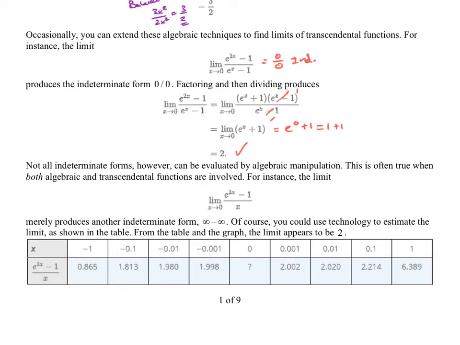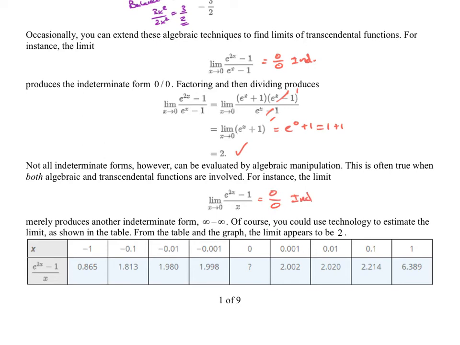But not all indeterminate forms, however, can be evaluated by algebraic manipulation. This is often true when both algebraic and transcendental functions are involved. For instance, consider the limit as x approaches 0 of e to the 2x minus 1 all over x. Notice that'd be e to the 2 times 0, which is e to the 0, which is 1. 1 minus 1 is 0, so on top we would have 0. On bottom we would have 0. This is 0 over 0, which is the indeterminate form.